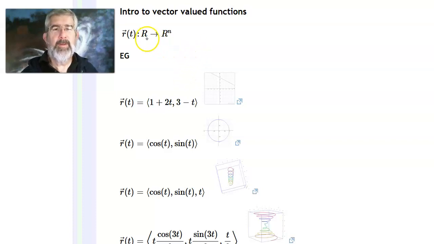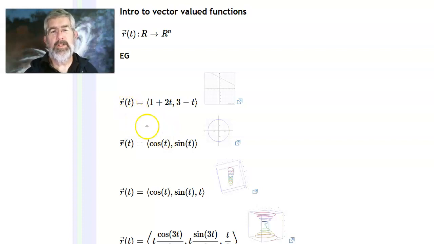So one variable in, and two or three variables out. Of course, it could be 4 or 5 or more variables if you wanted, but for this class, we'll stick with just 2 or 3 out. I want to point out that I'm using function notation, like f of t, but I'm using a vector symbol to indicate that this is a function that's returning a vector. This is not a number for an output, this is a vector for an output.